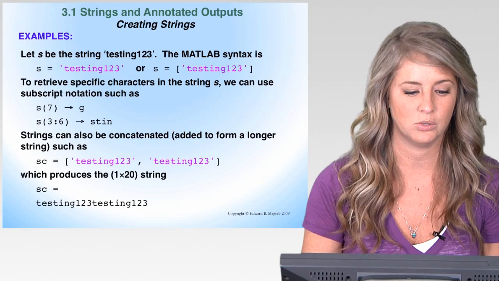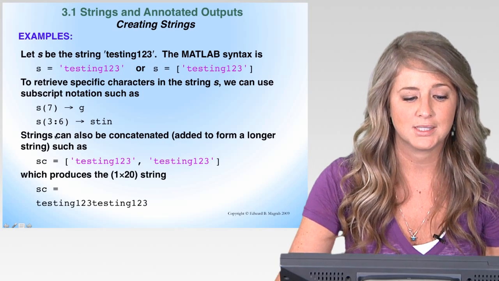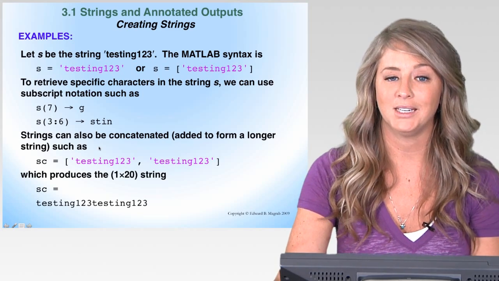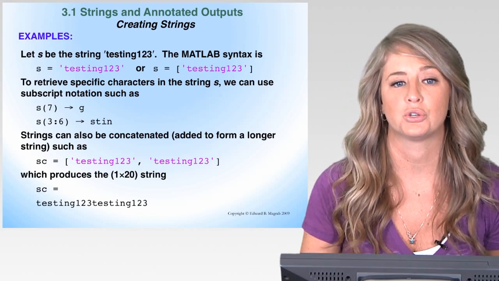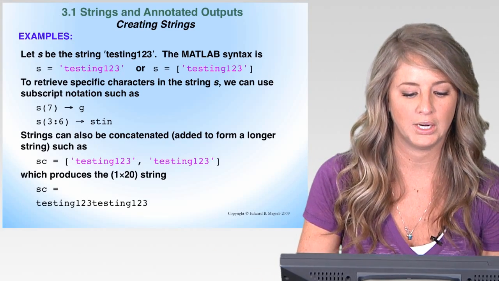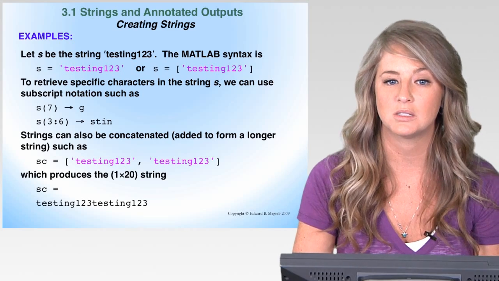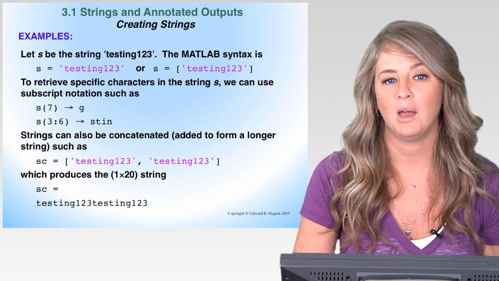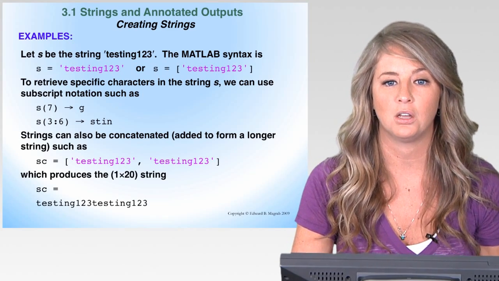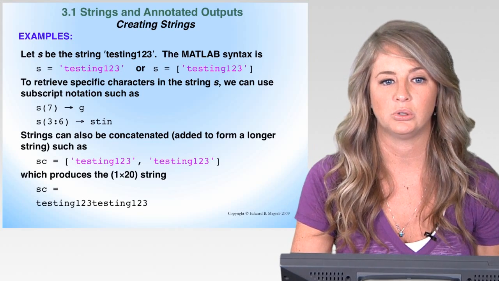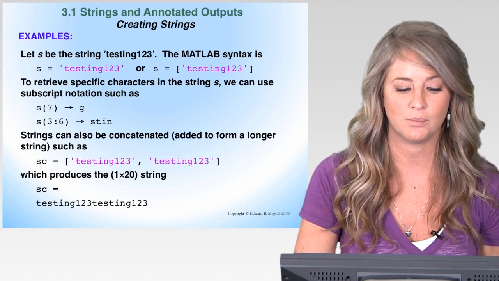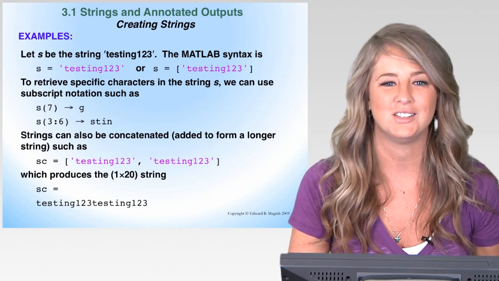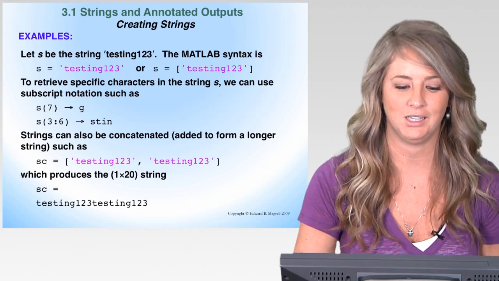Strings can also be concatenated, which basically just means you add them together to form a longer string. So let's say that we wanted to create a 1 by 20 string. We're going to do that by doing testing 1, 2, 3, comma, testing 1, 2, 3, and that will produce the 1 by 20 string for us by concatenating those together.